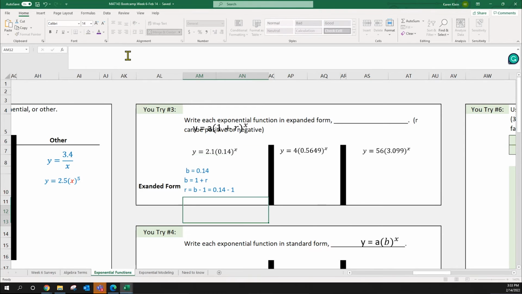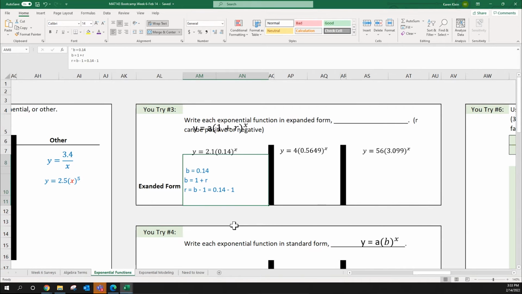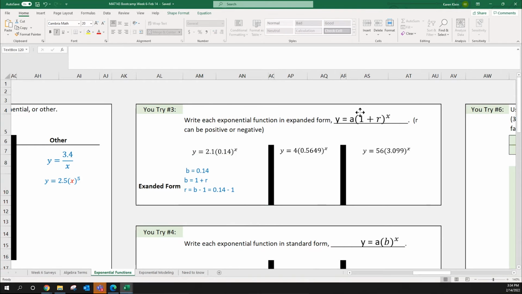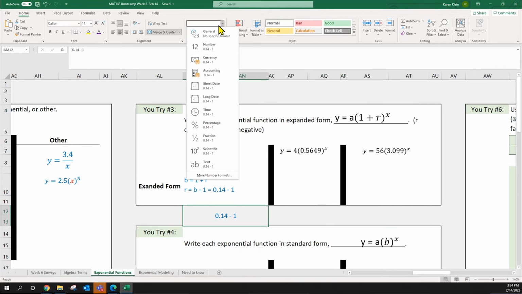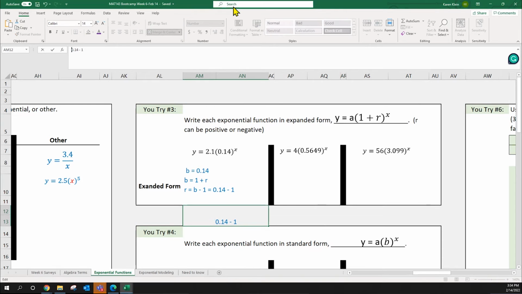Guess I didn't do that, did I? So we're going to calculate that. So I'm going to just do it down here. So I have 0.14 minus 1. Let's change this to a number. I need to put equals in front of that. And we get a value of negative 0.86 for your r. So if my r value is negative 0.86, I can write this expanded form.